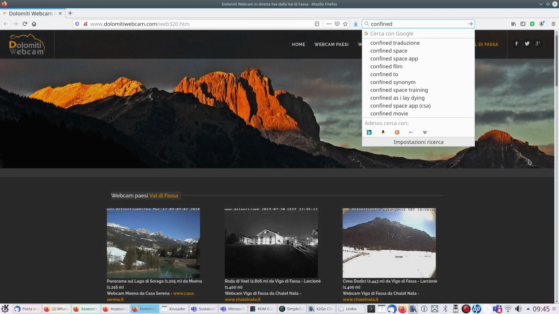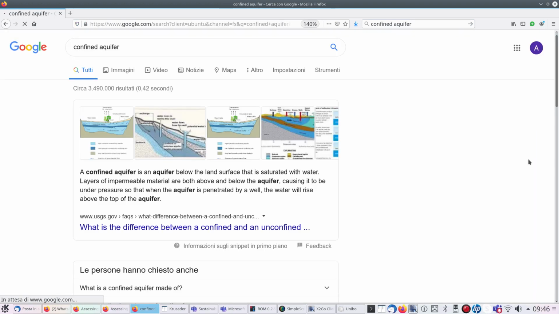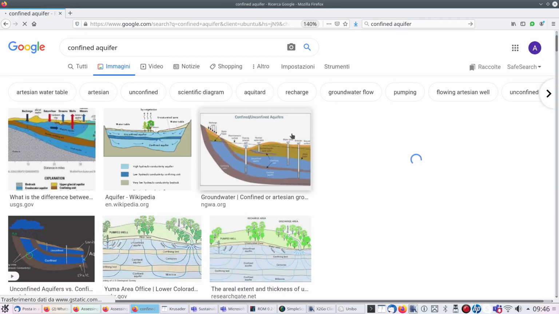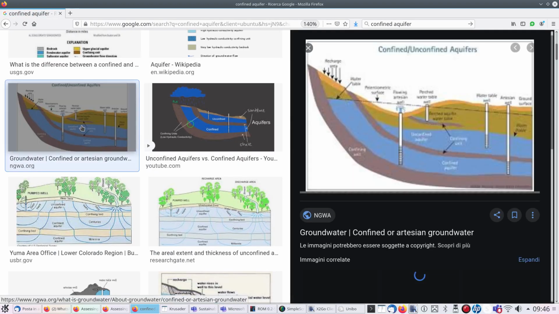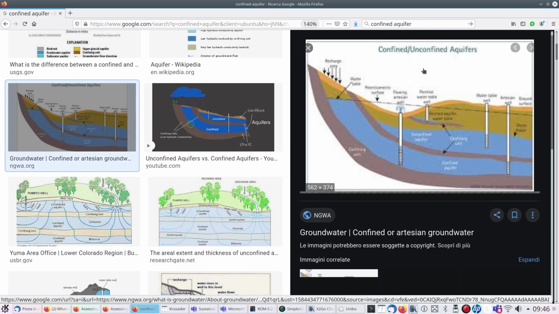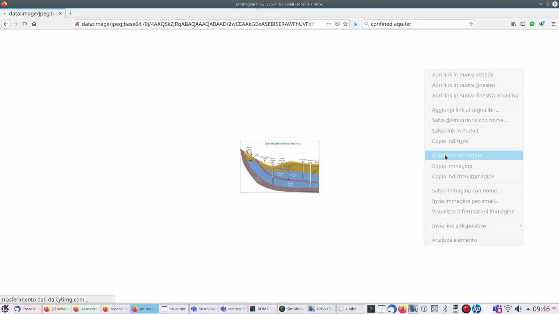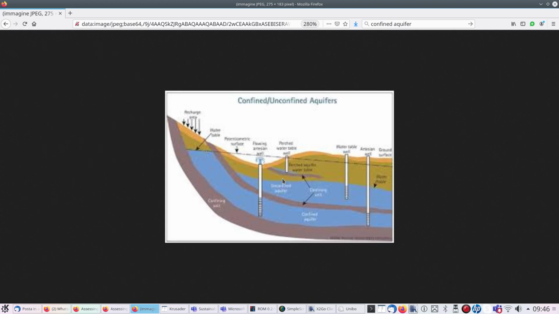Just 1 second, give me 1 minute. And let me search for confined aquifer. Yes, I think, let me see here. Yes, this is perfect. Just 1 second, I see if I can increase this. Okay, let's wait for a while so you get the figure.